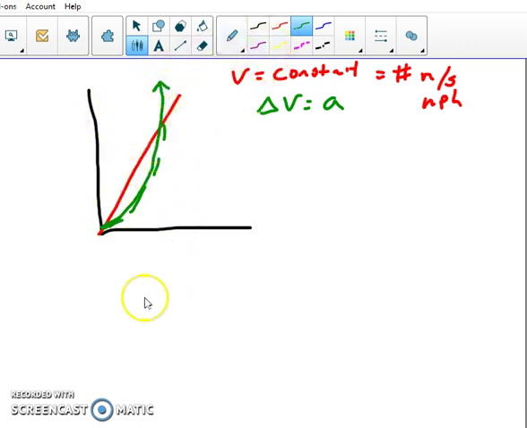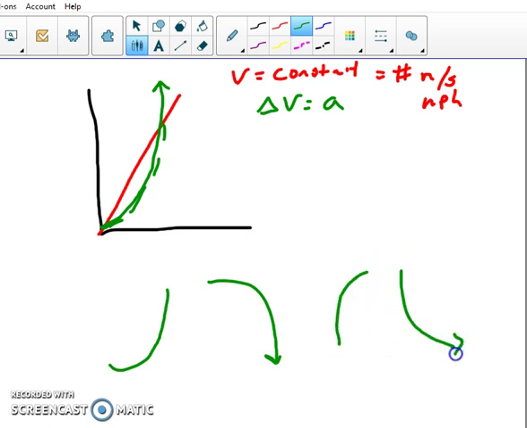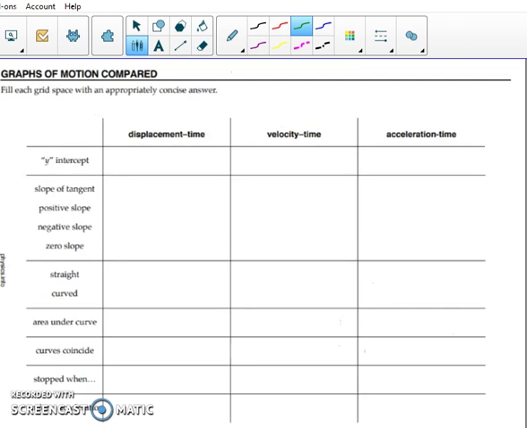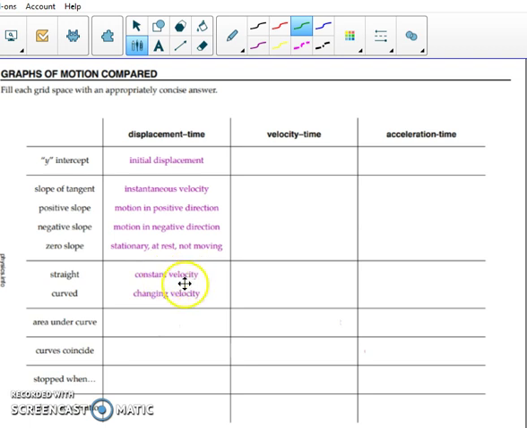Now, it can curve in other directions. You can curve up, you can curve down, and you can actually curve the other ways. And these just all mean acceleration, that you're accelerating or you're changing your velocity. So again, we look at this, and you can add in right here acceleration if you so desire. So a curved line on a displacement versus time graph is acceleration.